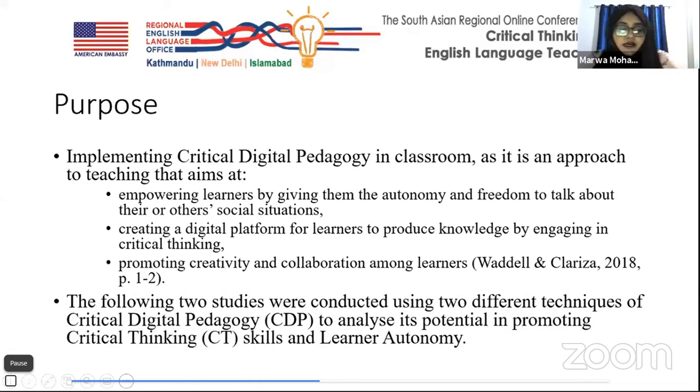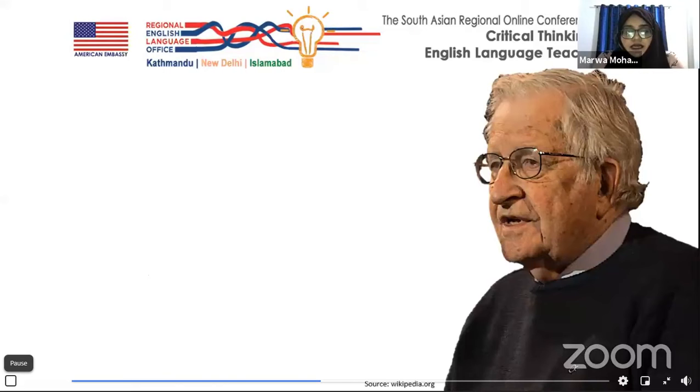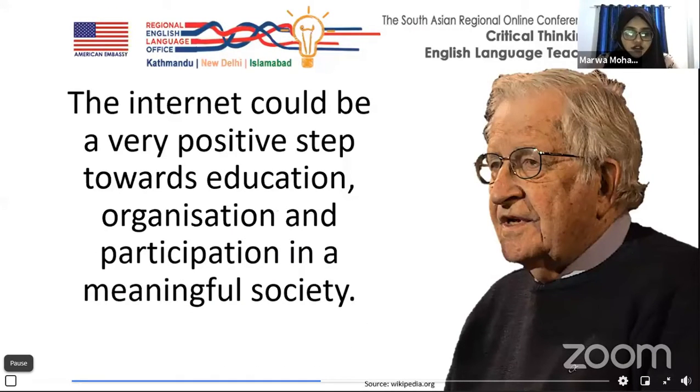So the following two studies were conducted using two different techniques of critical digital pedagogy to analyze the potential of promoting learner autonomy and critical thinking skills. I'm going to discuss these two studies now. But before that, I just want to quote Noam Chomsky, because I found this to be very interesting.